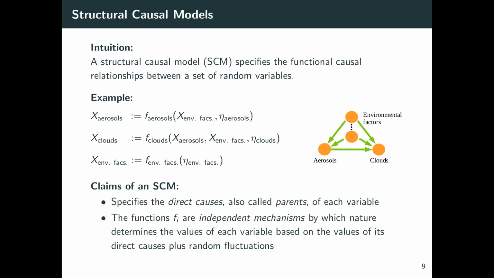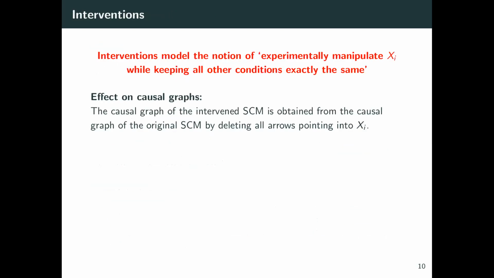So they have an interpretation as really being independent of each other, so that you are able to intervene in one variable without changing the others. And that I will explain now. These interventions in these mathematical objects are just a formalization that Pearl uses to ground causal reasoning in this mathematical language. So these interventions now model this notion of experimentally manipulating X while keeping all other conditions the same.